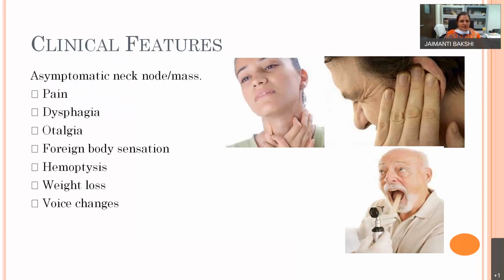Coming to the clinical features of oropharyngeal cancers, it can have various clinical presentations. It can present as an asymptomatic neck node or mass in a patient, or can present with pain, dysphagia, otalgia, foreign body sensation in the throat, hemoptysis, weight loss, and voice changes. In these pictures, we can see that this patient is having pain here in the neck, and he is having otalgia as one of the presenting features of oropharyngeal cancer.